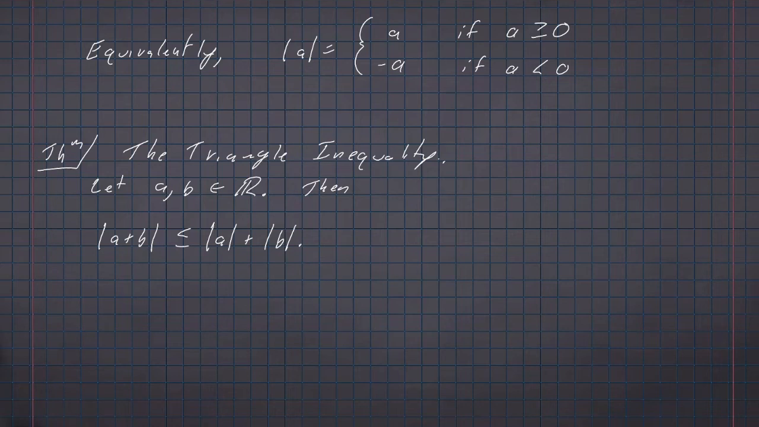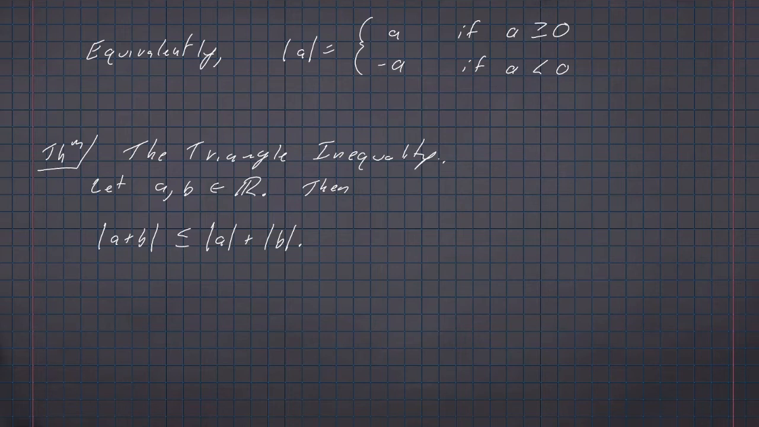And as things to prove, let's start off with this thing called the triangle inequality. The triangle inequality says let A and B be any two real numbers. Then the absolute value of the sum A plus B is always less than or equal to the sum of the absolute value of A plus the absolute value of B.